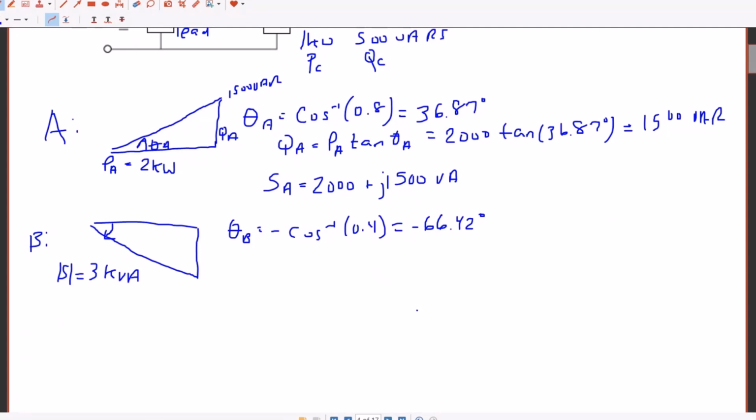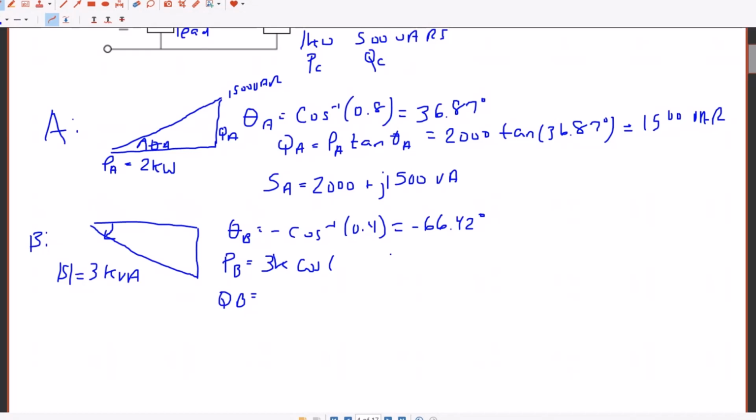For this one, I need PB and QB. So PB is going to be 3k cosine.